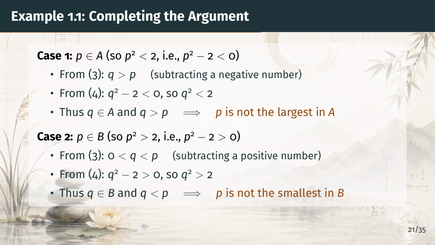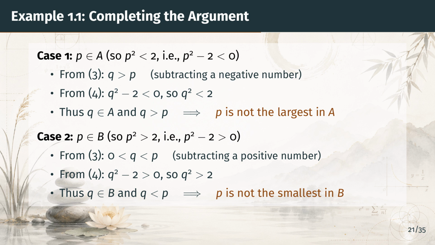Now suppose p is in B, meaning p squared is greater than 2. Then p squared minus 2 is positive. From equation 3, q is less than p, but still positive. From equation 4, q squared minus 2 is positive, so q is in B. We have found a rational in B strictly smaller than p, so p is not the smallest element of B.